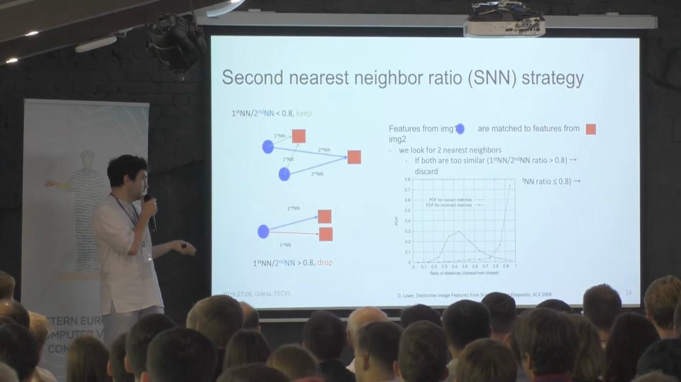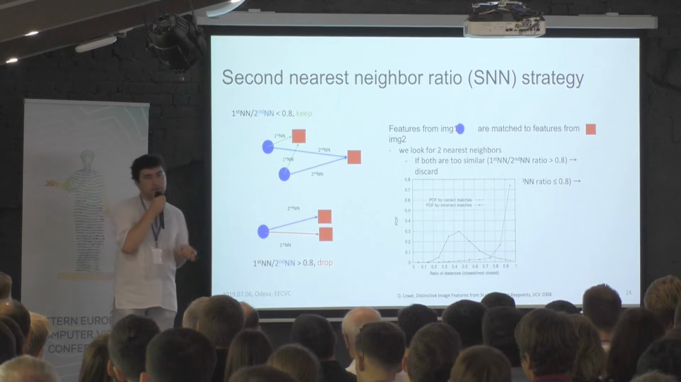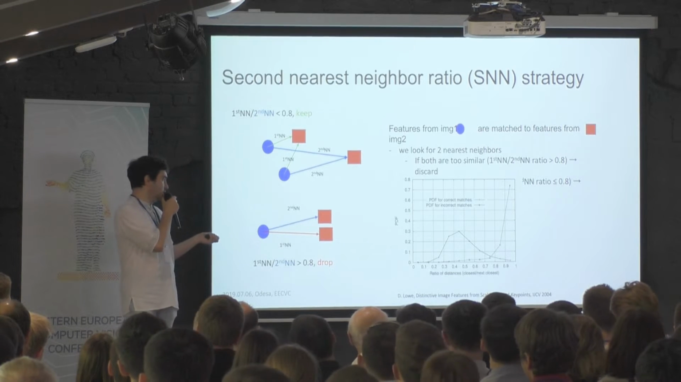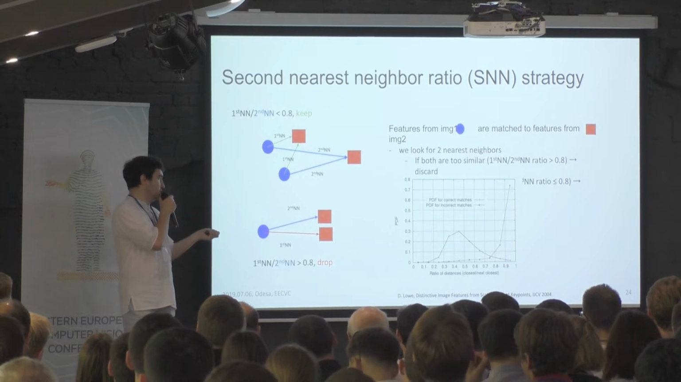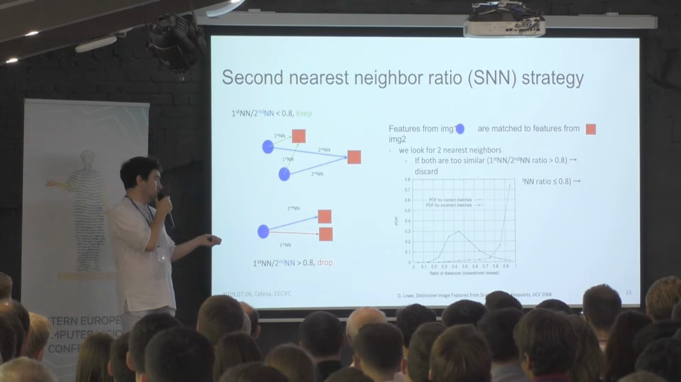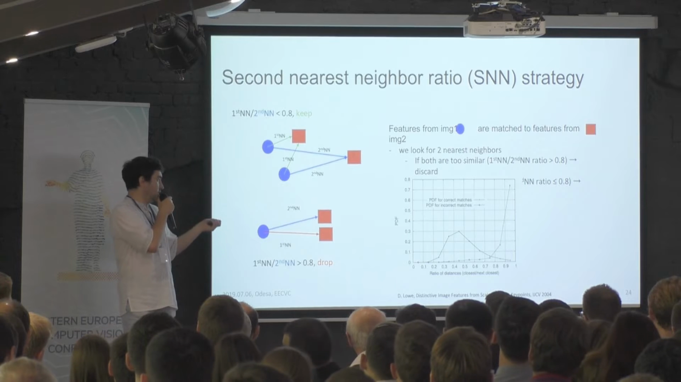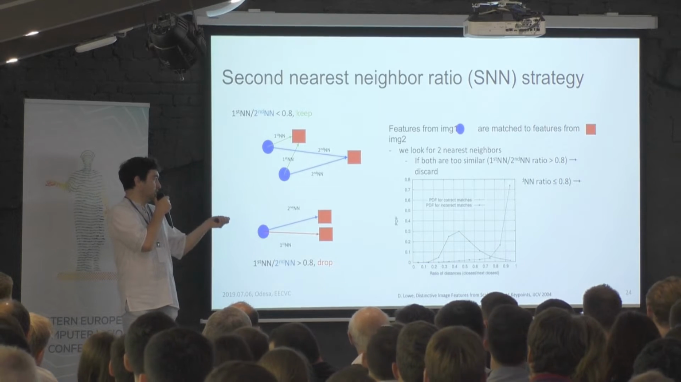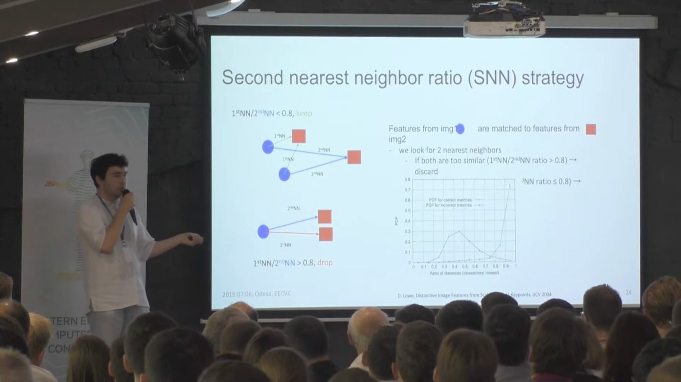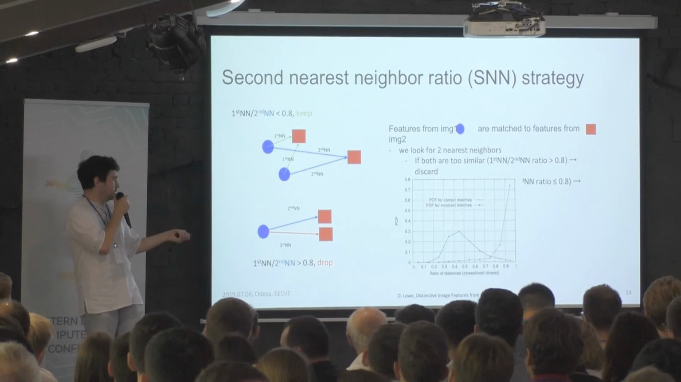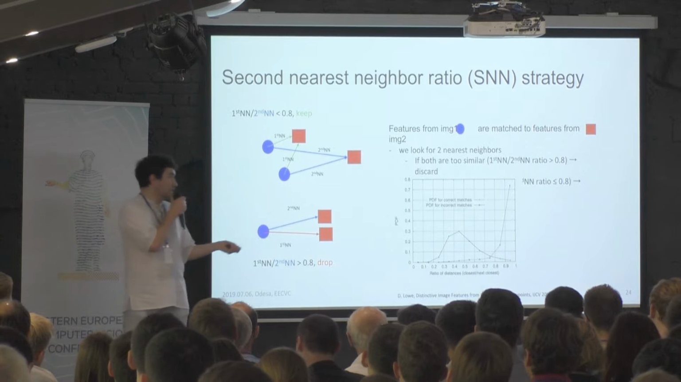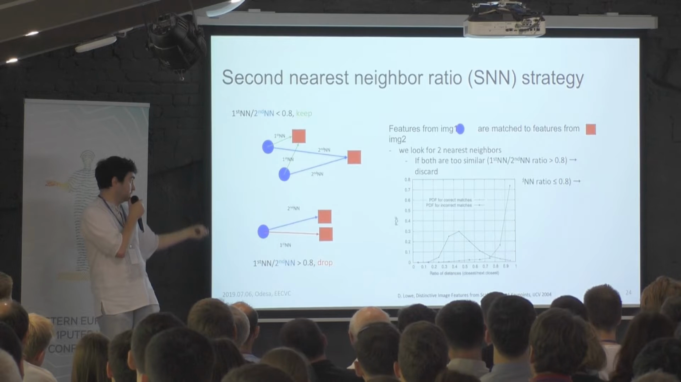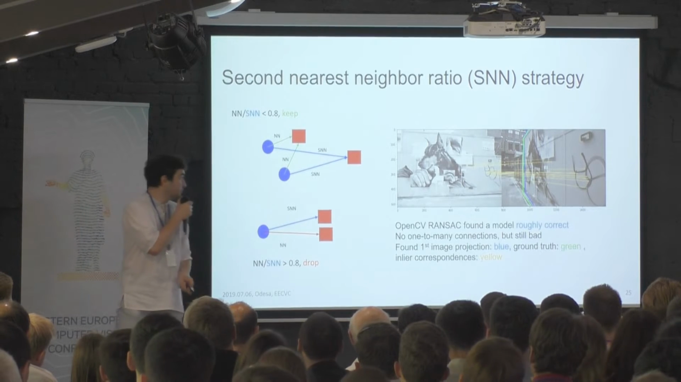It was proposed by David Lowe in his SIFT paper, and here is a graph from there. This is the empirical probability distribution for the correct correspondences. Here is the ratio, and this is the percent of correspondences. And this is for incorrect ones. So if we keep some threshold between here, then we will get most of the correct ones and filter out most of the incorrect ones. So it works.